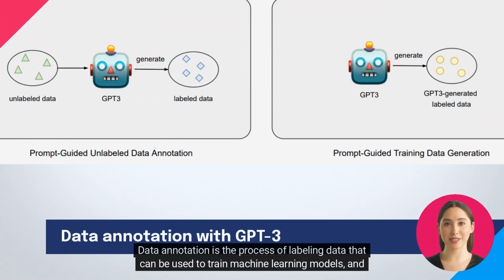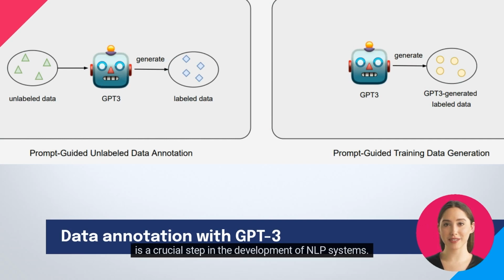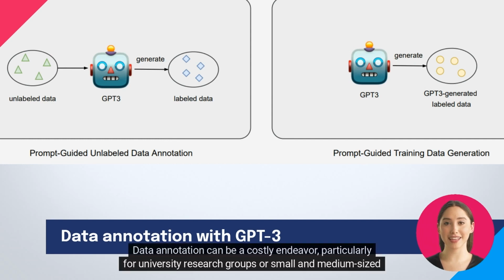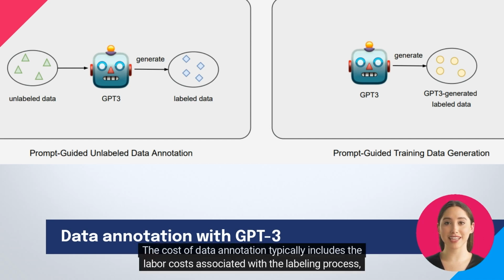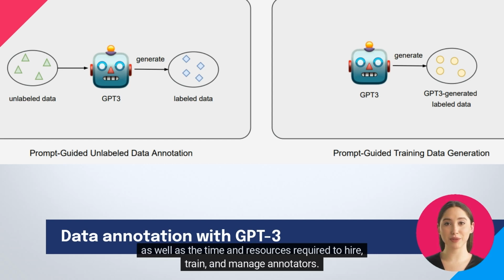Data annotation is the process of labeling data that can be used to train machine learning models and is a crucial step in the development of NLP systems. Data annotation can be a costly endeavor, particularly for university research groups or small and medium-sized enterprises. The cost of data annotation typically includes the labor costs associated with the labeling process, as well as the time and resources required to hire, train, and manage annotators.